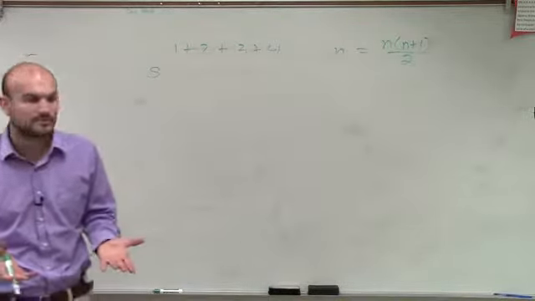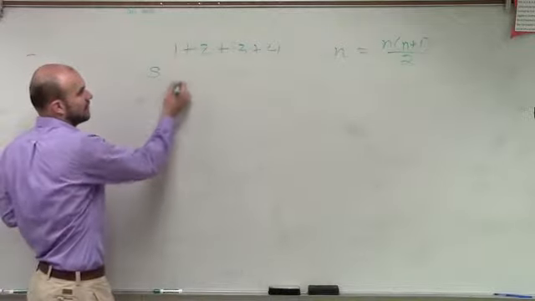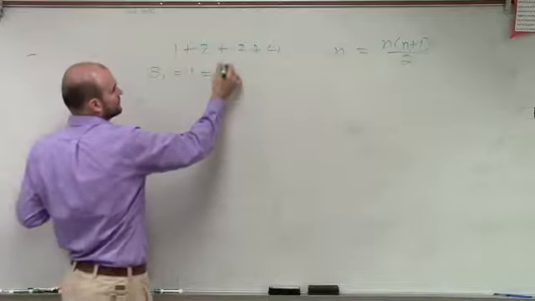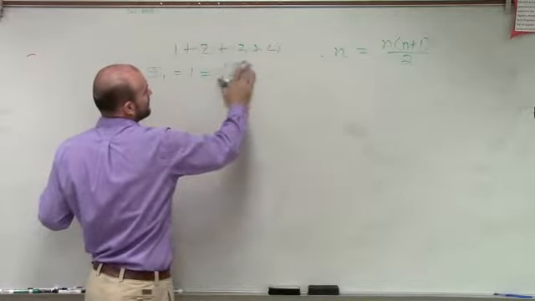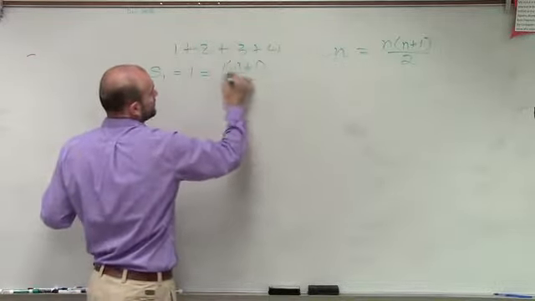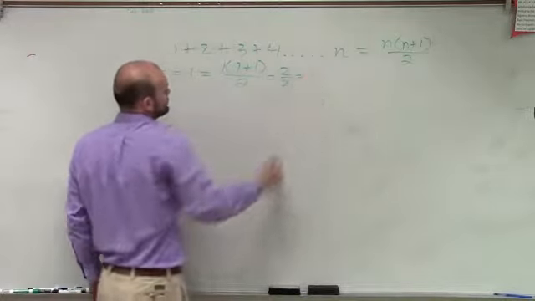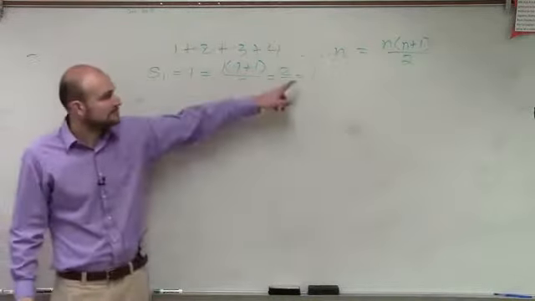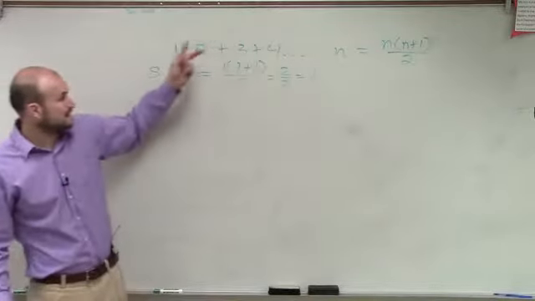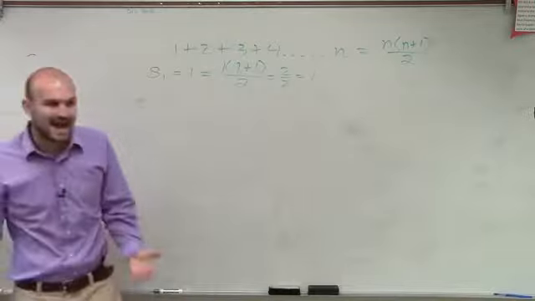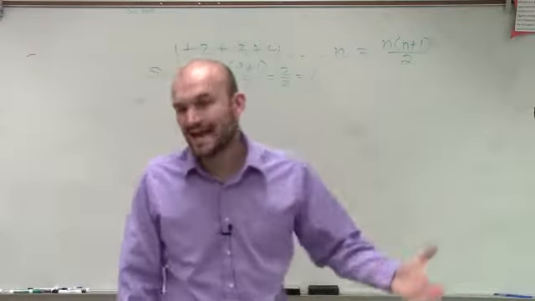So we say S of 1 equals 1, which equals 1 times 1 plus 1, divided by 2, which equals 2 over 2, which equals 1. So we look at our first term. Does that equal 1? So we're good.